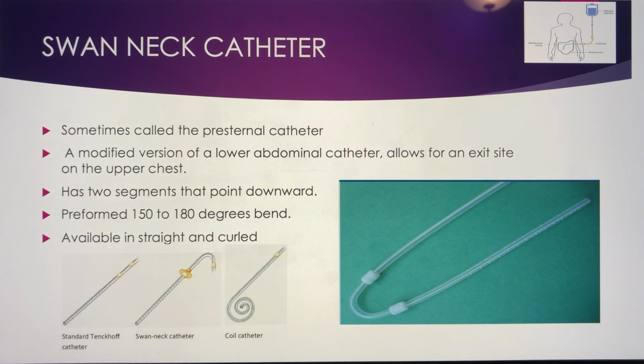The Swan neck catheter is sometimes called the peritoneal catheter. It is a modified version of a lower abdominal catheter, which allows for an exit site on the upper chest. It has two segments that point downward. It is preformed with a 150 to 180 degree bend, and it is available in straight and curled.